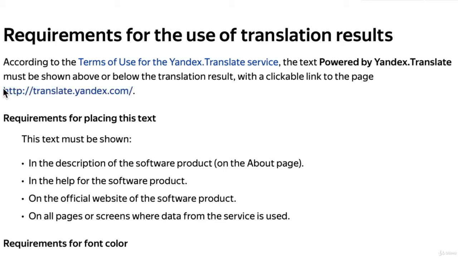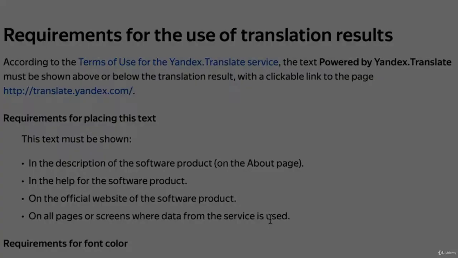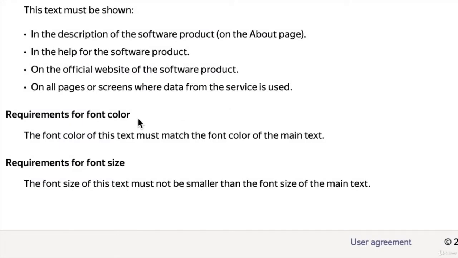You have to provide this text above or below the translation text, and it should be clickable and it should redirect to this link. And apart from that, this text should also be shown in the description of the software product, that is on the about page, in the help section, and the official website, on all pages or screens where data from service is used. That is, on all pages or screens where the translation text will be shown. The font color of this text must match the font color of the main item. So it should be black in color and it should be bold as shown here.